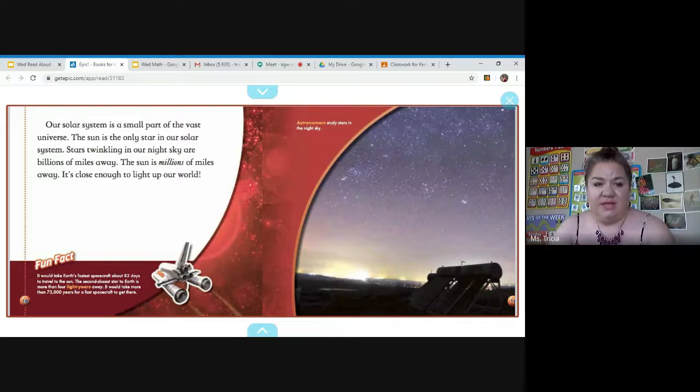Fun fact, it would take the Earth's fastest spacecraft about 82 days to travel to the sun. The second closest star to Earth is more than 4 light years away. It would take more than 73,000 years for the fastest spacecraft to approach. Astronomers study stars in the night sky.